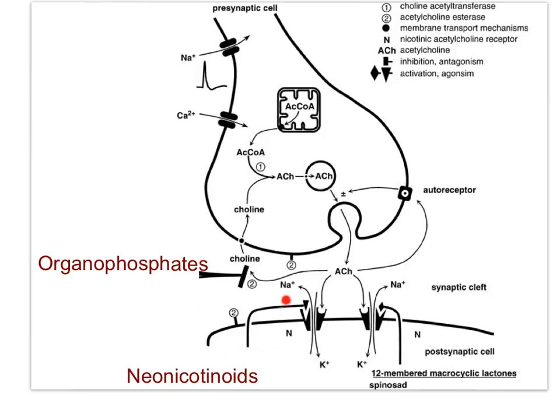Neonicotinoid pesticides block the acetylcholine receptors on the postsynaptic membrane of a neuromuscular junction. This causes the death of the insect due to an inability to move. Organophosphates block acetylcholinesterase so that acetylcholine is not broken down. The insect dies due to excessive spasms of muscle contraction.